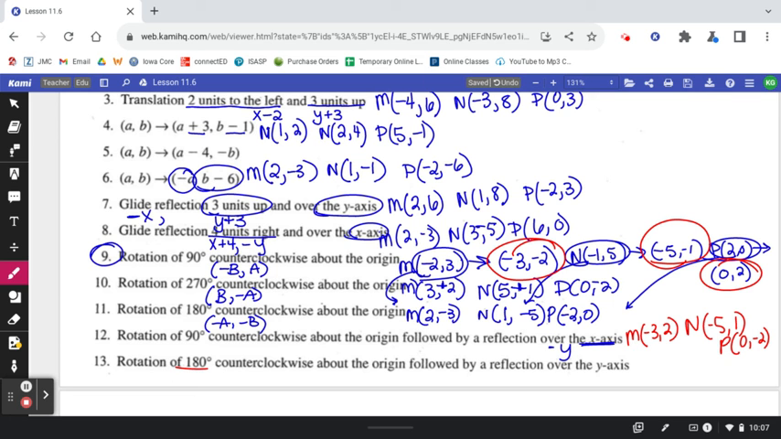Number 13 asks for a 180 rotation, which I've already done here in number 11, and then reflected over the Y, which is going to change my X term. So this one, M, will become -2, -3, N, -1, -5, and P, +2, 0.